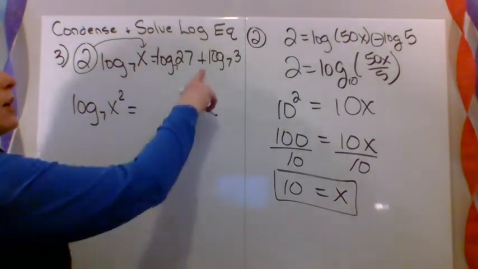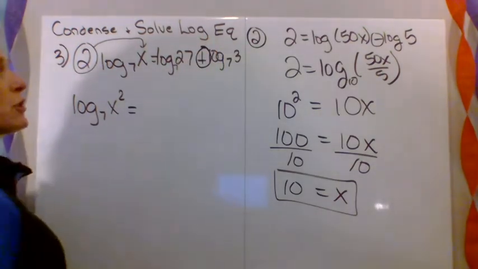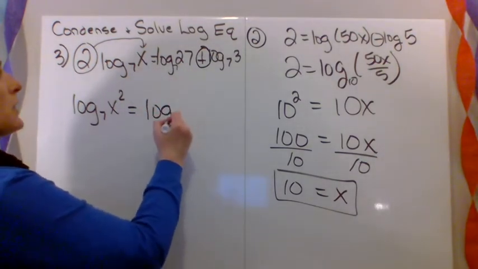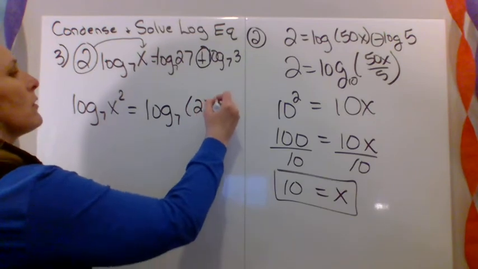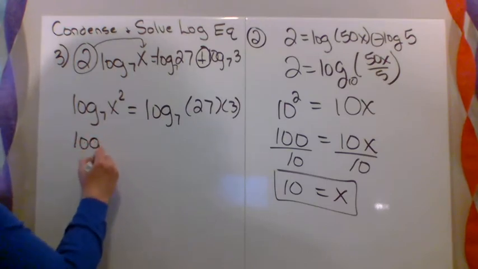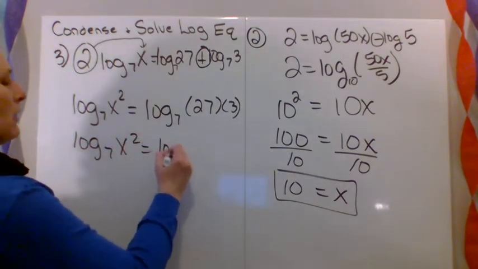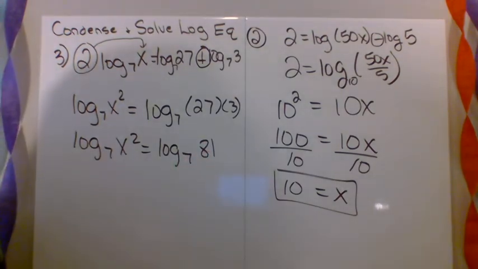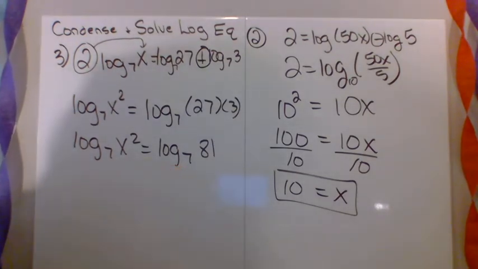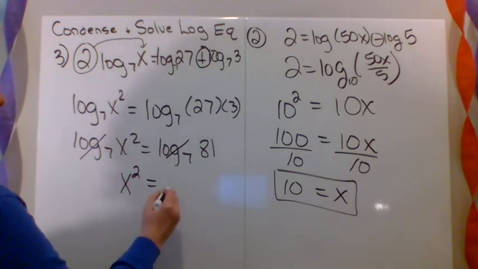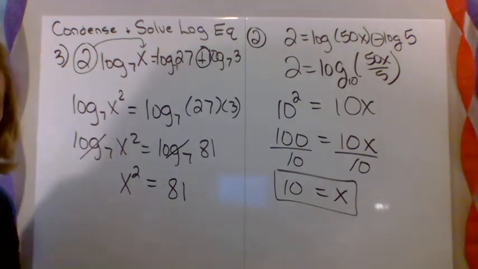You have to condense the log on the right as well. So we have addition. Addition you condense with multiplying. So this is log base 7 of 27 times 3. Simplify that. So now I have it down where I have log equals log. As long as you have the same base, you can drop the bases, and I get x squared equals 81.